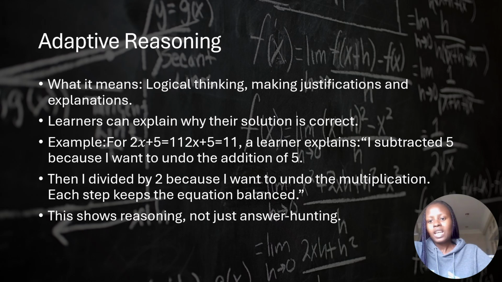Adaptive reasoning. This simply means that we are able to use logical thinking, explaining and justifying our answers. It's not enough just for a learner to be able to solve an equation, but they should be able to explain why they got the answer by looking at their methods and making sense of how they got to a certain answer, right?